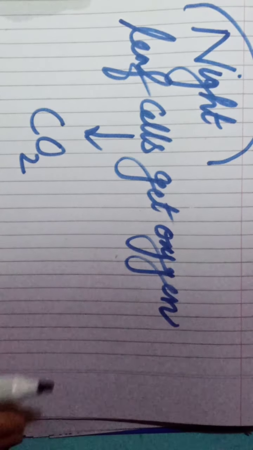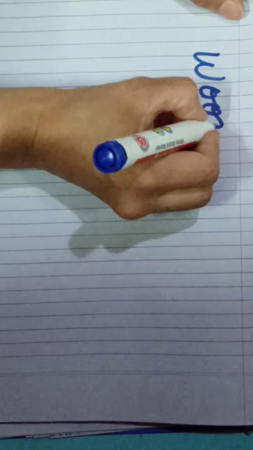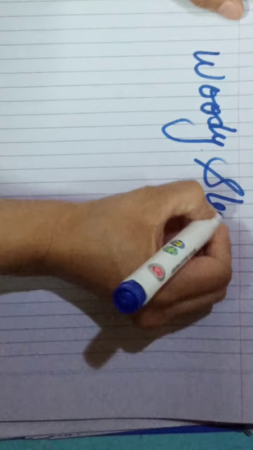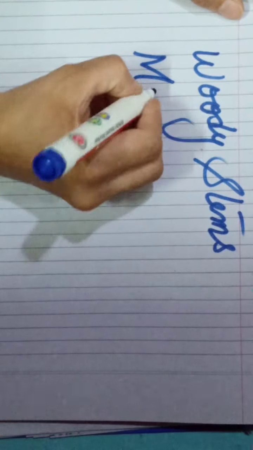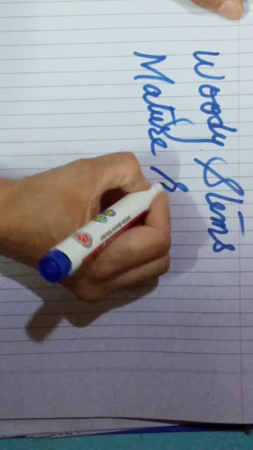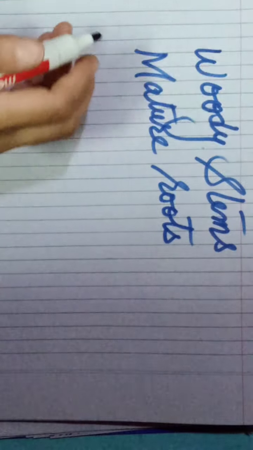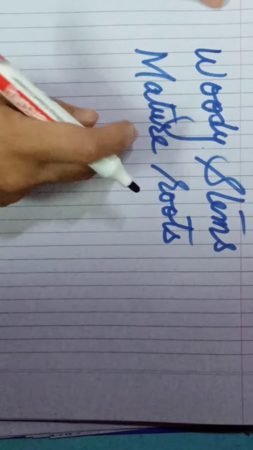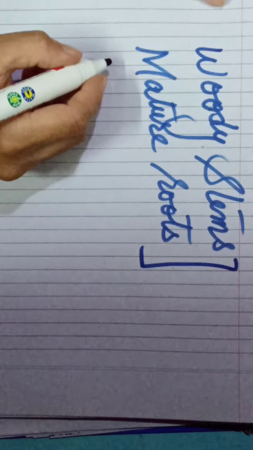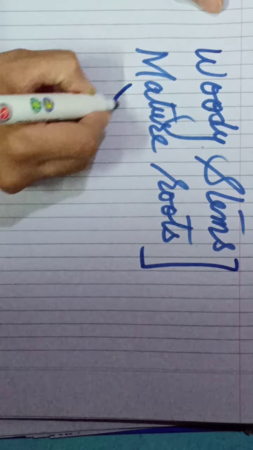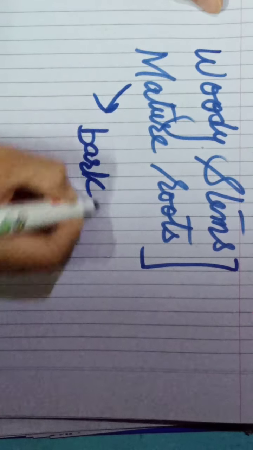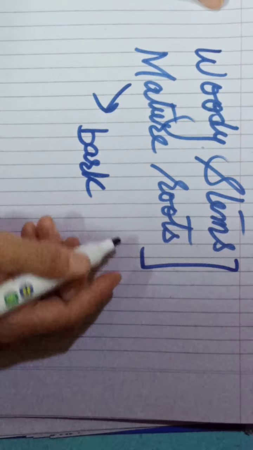Now another thing, there is a difference in the woody stem and the mature roots. Plants which have woody stems and mature roots, how can they exchange gases? Actually, the surfaces of the woody stem and mature roots are covered by bark, through which they exchange the gases.